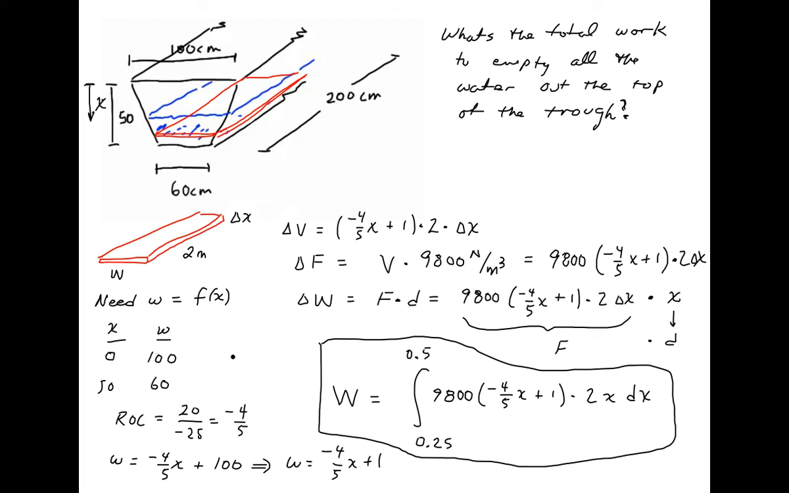And so then our volume is going to be width times length times thickness. And the force is going to be the weight of that. So it's going to be the volume times the weight density, which is 9,800 newtons per meter cubed. And then the work is going to be the weight times the distance it has to go, which, based on the frame of reference I used, is just x. And then we're going to integrate from 0.25 to 0.5.